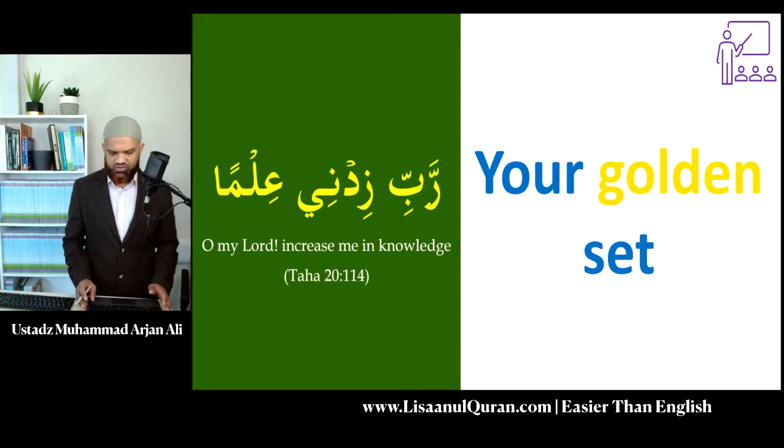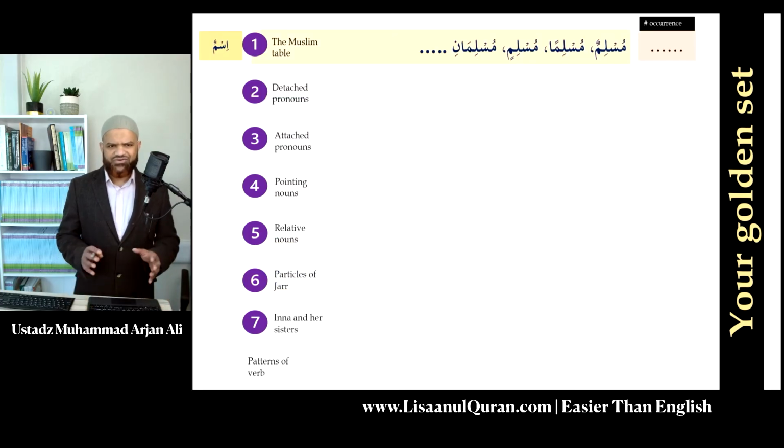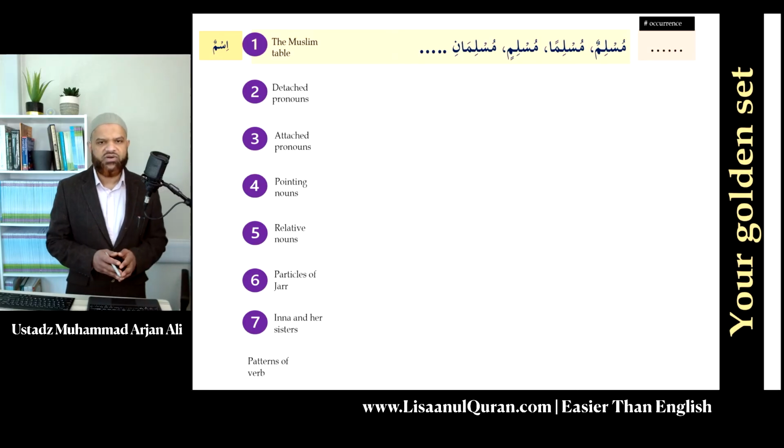And let me prove that to you now, inshallah, in the next slide. Now we have in this golden set, I've got 7, and at the bottom I've got the verbs. Let's go through them quickly. The first set I call the Muslim table. This really isn't vocabulary, but it's really patterns of words. And I've also already mentioned morphological patterns to you.